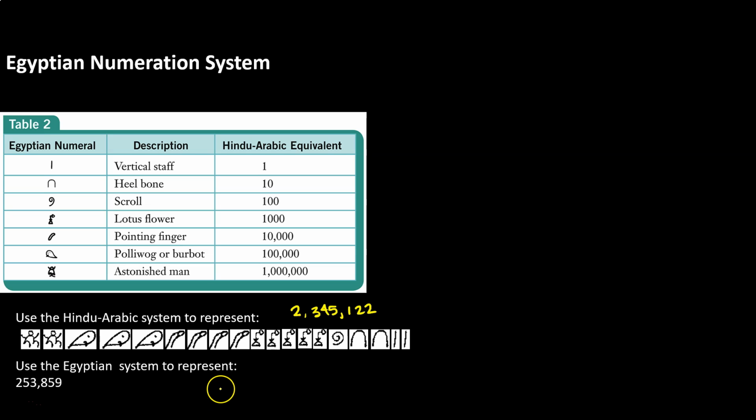Now that we've done an example where we take an Egyptian number and turn it into a Hindu-Arabic number, let's do the opposite. Let's take a number that's already in our numeral system, and let's rewrite it as an Egyptian numeration system. So I have a 9 in the ones place, which means I need 9 vertical staffs. I have a 5 in the tens place. 10 in Egyptian is a heel bone, so I need 5 heel bones. I have an 8 in the hundreds place. 100 in Egyptian is a scroll, so I need 8 scrolls.